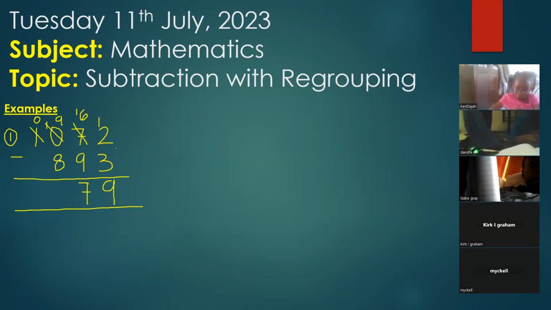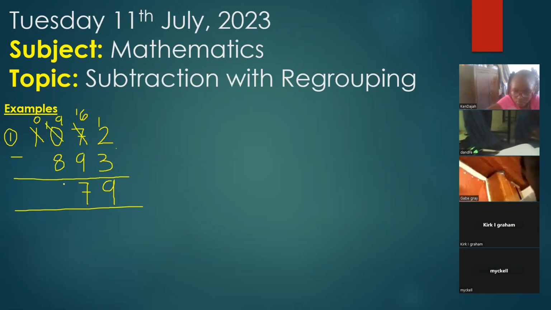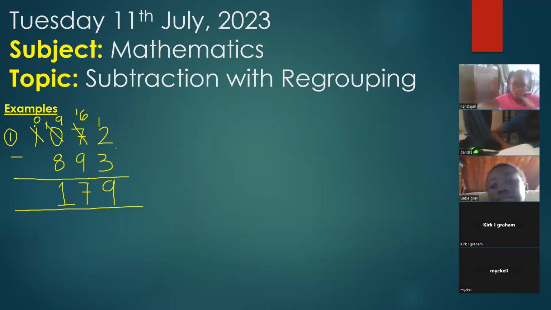Now we must subtract. What is 9 minus 8? 9 minus 8 is 1. Very good. So the answer here is? 179. Very good. So the answer is 179. But 0 minus 0 is still 0, so we put the 0 down as well.